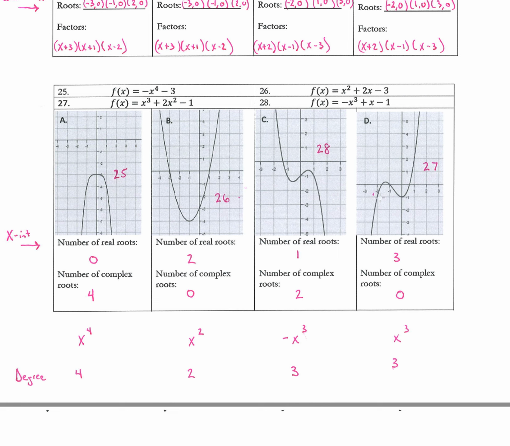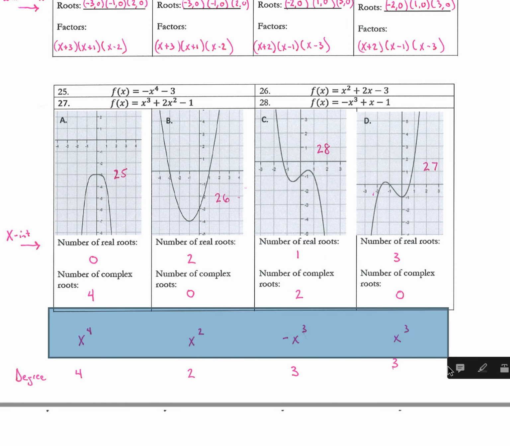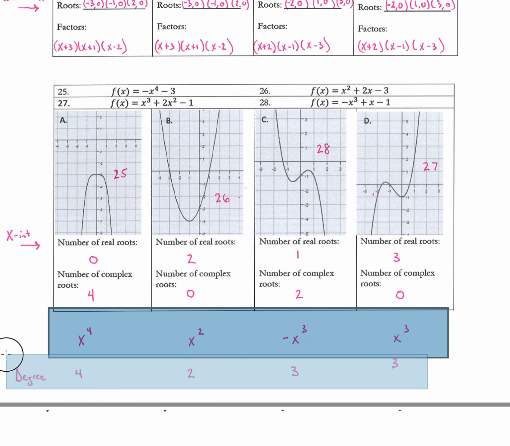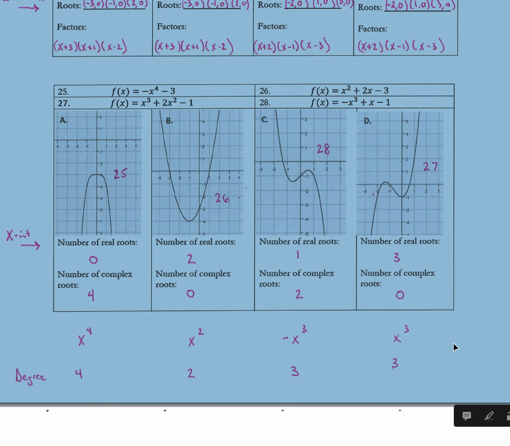And D, in fact, is a positive cubic. It's got 3 x-intercepts, so it's got 3 real roots, no imaginary roots. Again, we know based on the shape of it what it looks like there, and we also know that the degree or the order is the same thing as the biggest power.